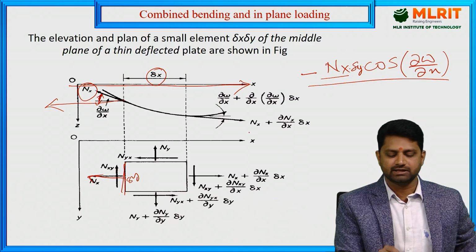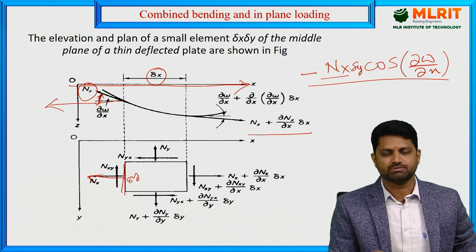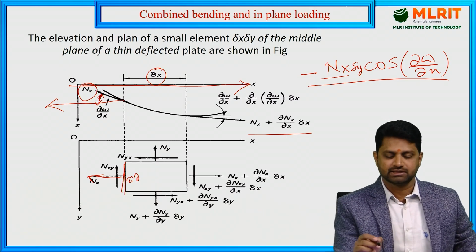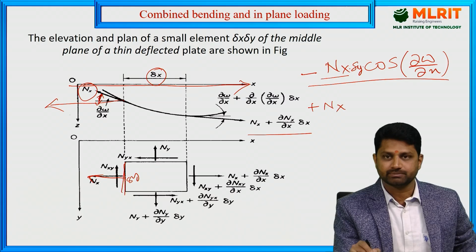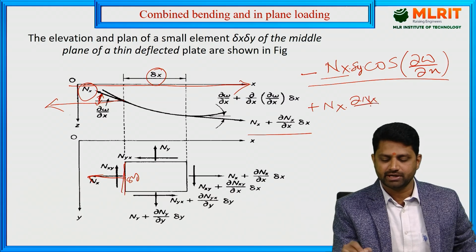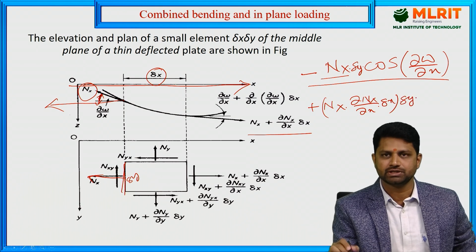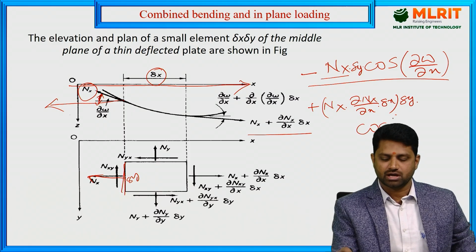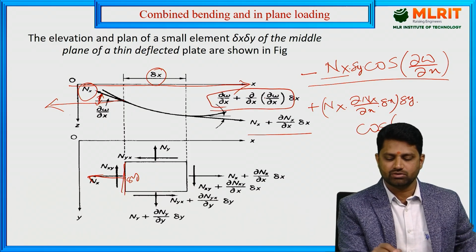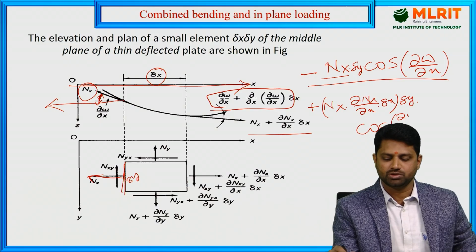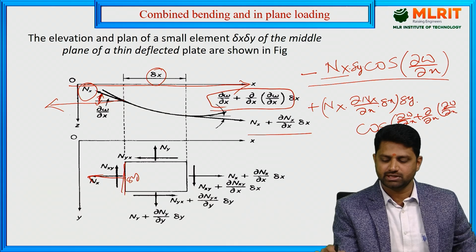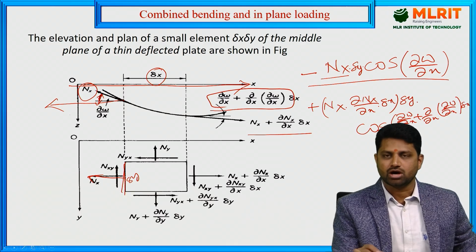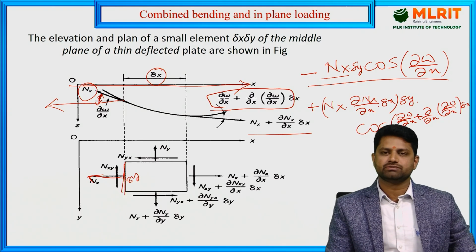Similarly, if you try to write the force equilibrium due to Nx plus ∂Nx/∂x into δx, you can write plus Nx plus ∂Nx/∂x into δx, which is the force per unit length, and also it is acting on the δy edge, which we have to multiply, and then you have to write cos of the angle. So cos of the angle, what is that angle? This entire angle we have to write. So that is ∂w/∂x plus ∂/∂x of ∂w/∂x into δx.